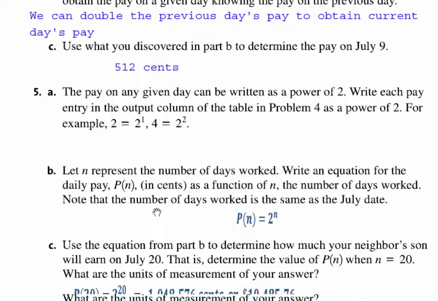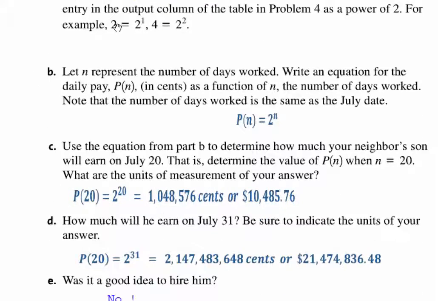Okay, so now they said, can we write an equation to describe what we've seen? If n represents the number of days, and p represents the pay, we can write this equation, right? The pay for any given day. Remember, n represents the number of days. So the pay for any number of days worked equals 2 raised to the n.